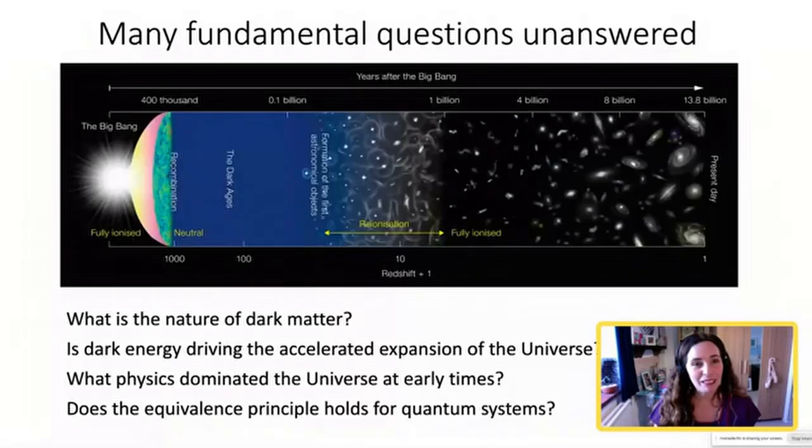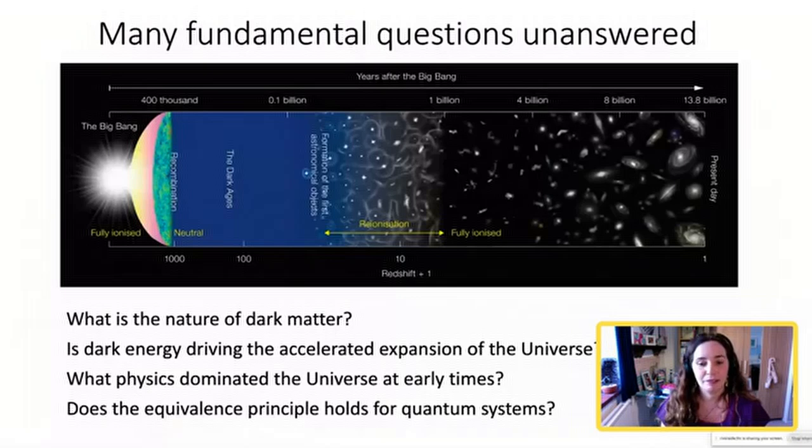Yeah, there are many fundamental questions that are unanswered and very interesting ones. And I wrote in this slide just a few that I find fascinating, and maybe some of them I work on as well. So, for example, what is the nature of dark matter? That is a big one. So, yeah, well, questions like, is dark energy driving the accelerated expansion of the universe?